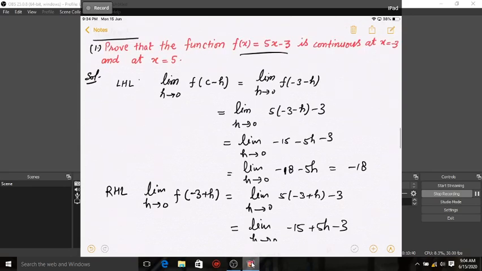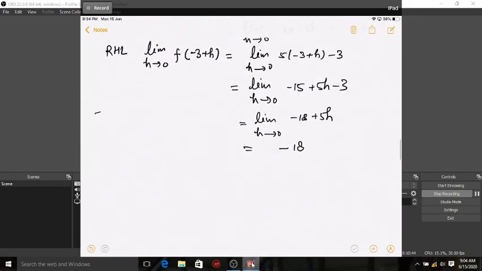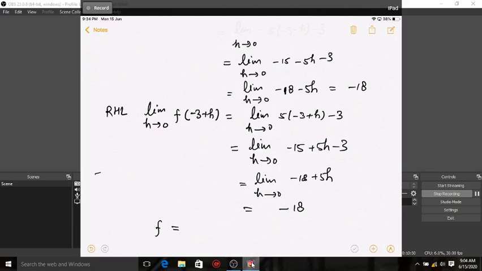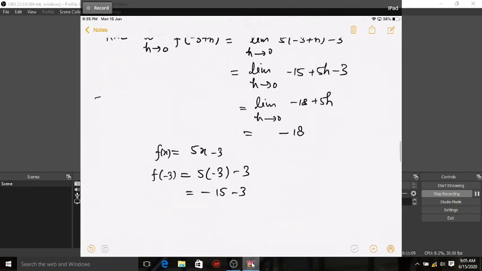Now check the value of the function at the given point. So the function is 5x minus 3. So the value of this function at minus 3, place minus 3 in place of x. So 5 into minus 3, that is minus 15 minus 3, that is minus 18.